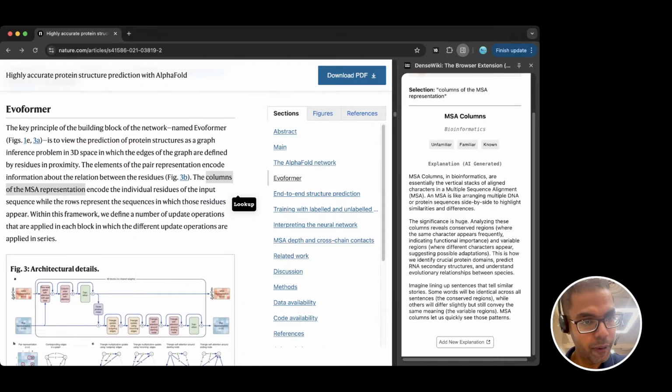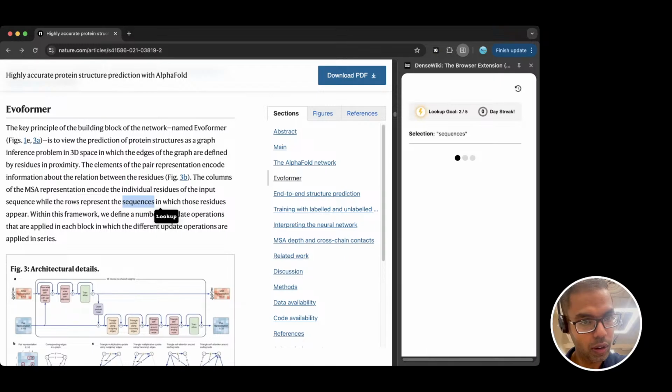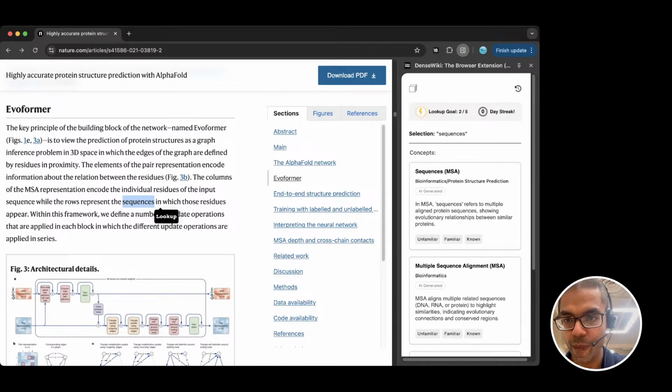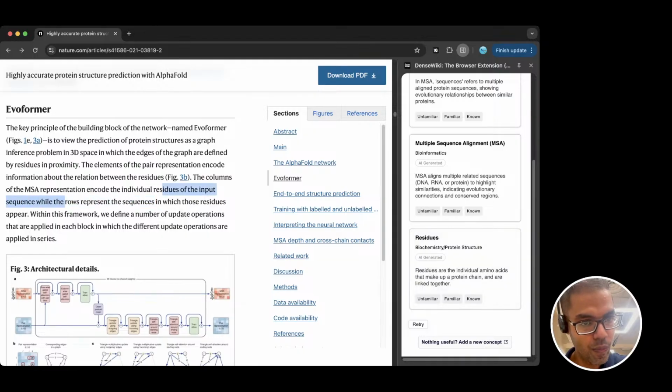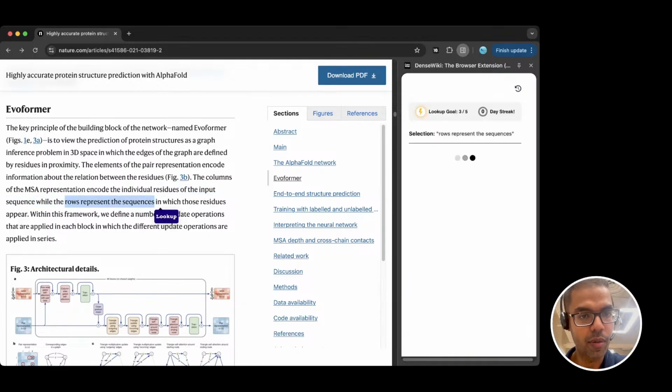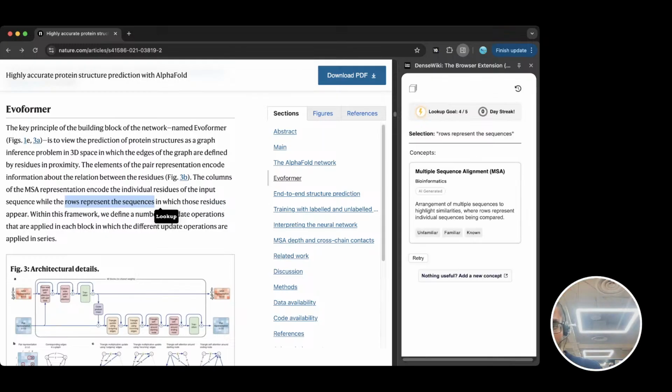The sequences. Maybe that's a better query for this. Rows represent sequences. Never mind.